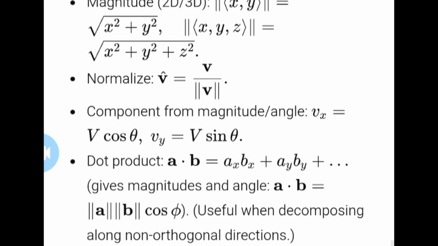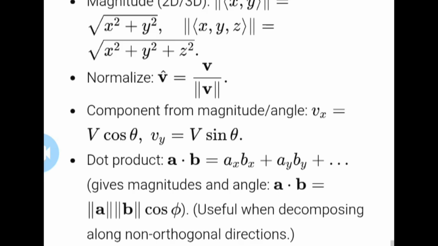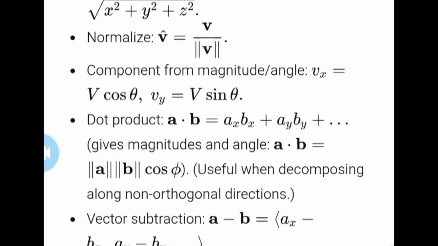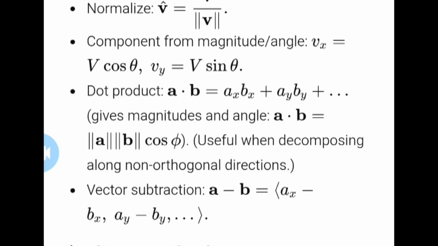Extra useful formulas, quick reference. Magnitude, 2D or 3D: modulus of x comma y equals square root of x square plus y square. Modulus of x comma y comma z equals root over x square plus y square plus z square. This is nothing more than what you learned back in high school to find the length of the diagonal of a three-dimensional cuboid. Whenever you are thinking about vectors or matrices, or thinking in terms of 3 dimensions, you have to understand that this is nothing more than a layer added on top of what you already learned in mensuration back in the 7th or 8th grade.